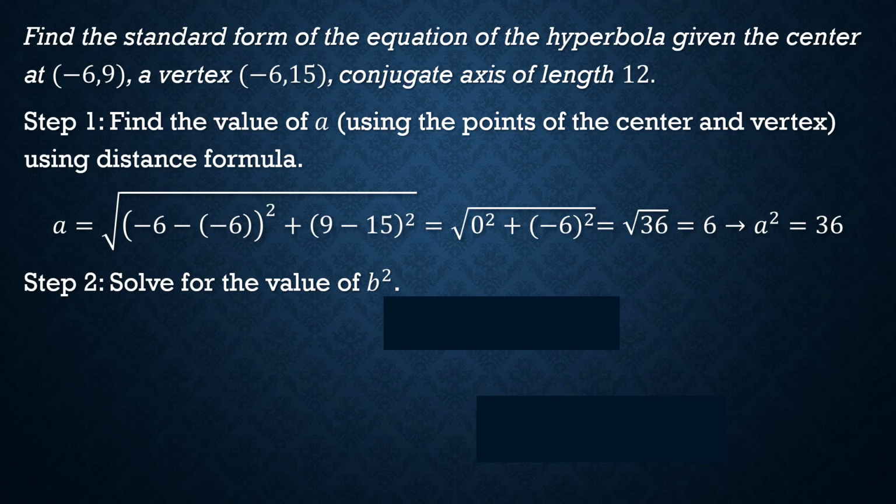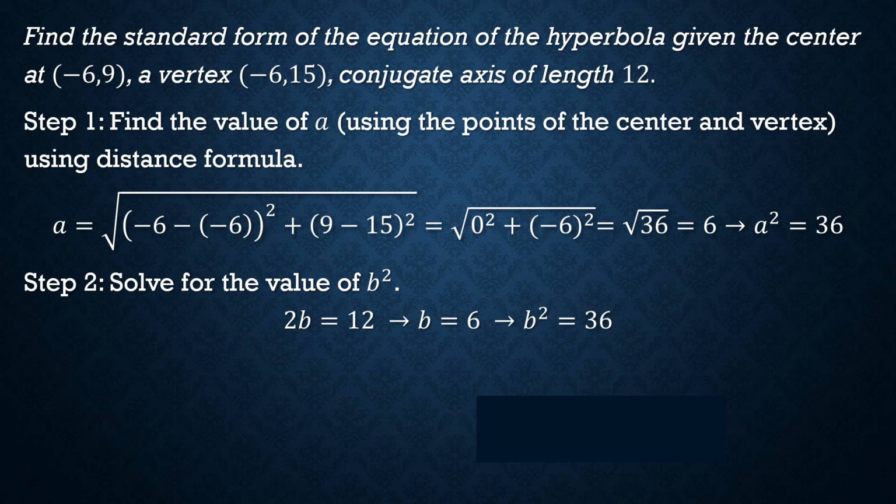Okay, so ang conjugate axis din natin is 12. And alam natin na ang conjugate axis, okay, yan yung from covertex to covertex. So ang length ng covertex to covertex is equal to 2b. Okay, therefore 2b is equal to 12. And we can have b is equal to 6. So b squared is equal to 36.